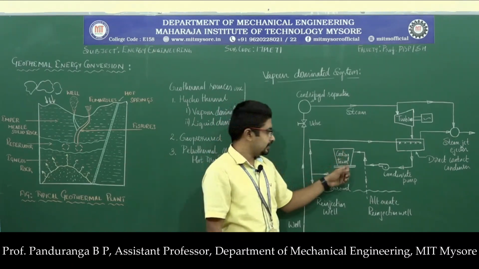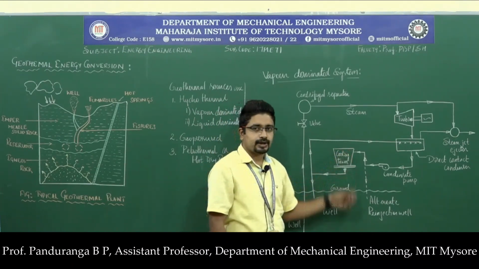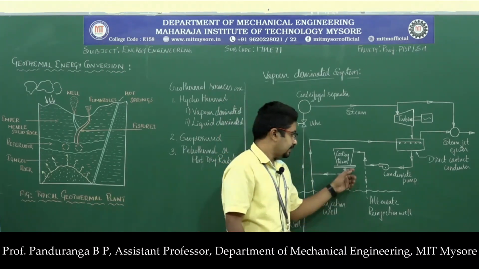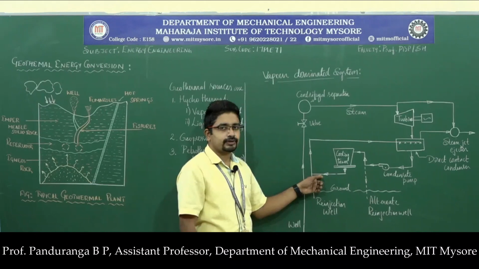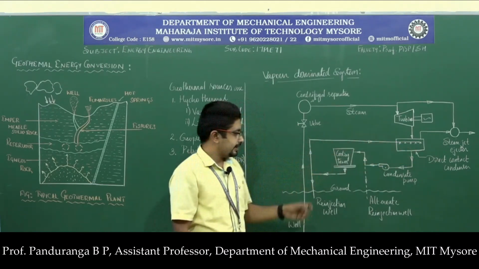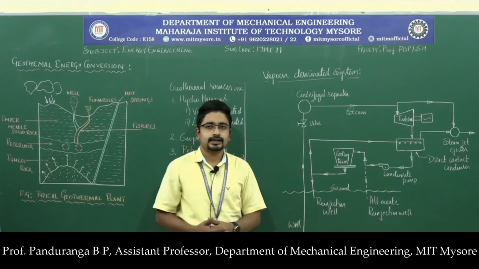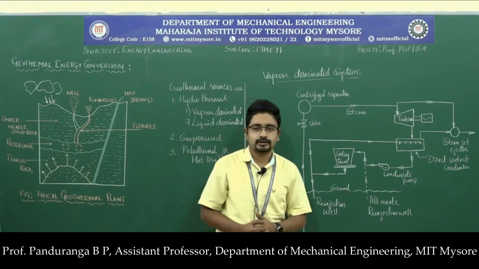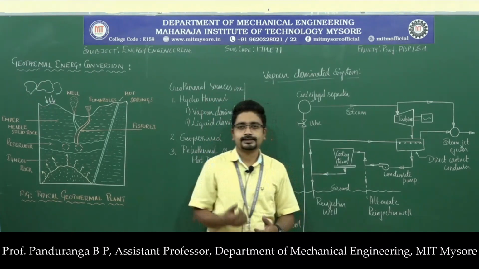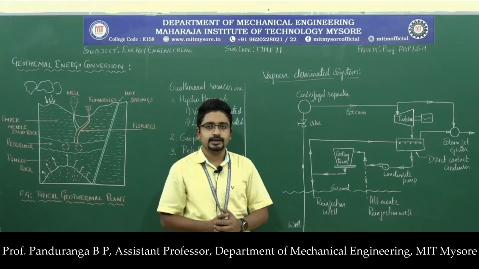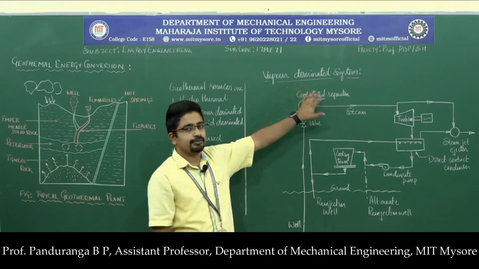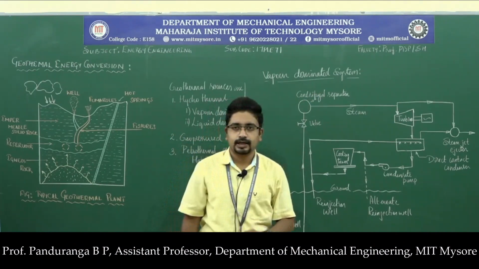From the cooling tower, as the water passes downwards, it gets cooled, and a part of that water will be supplied as cooling water to the direct contact condenser, and the remaining water is re-injected with the help of a re-injection valve into the geothermal source, so that we can extract more energy from the geothermal source. So this is the working of a vapor dominated geothermal energy conversion system.